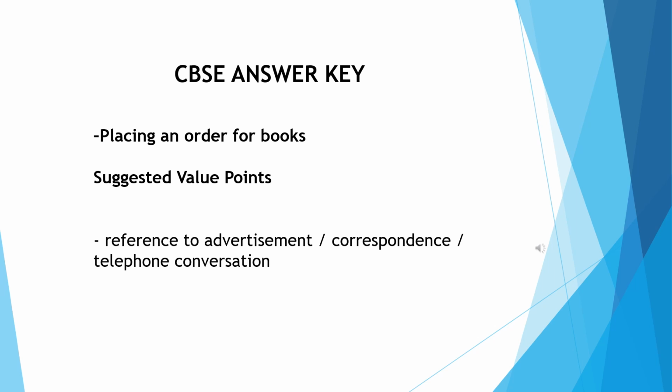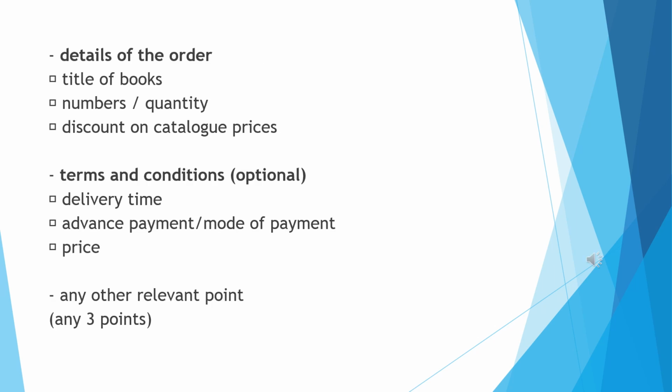It should be there. Along with that, it's recommended to show how you came to know about the firm. You can mention that you came to know about the firm from an advertisement, or you came to know from a reliable source. Then you should provide the details of order, that means the title of books, number or the quantity you needed, and you should request a discount on catalog prices. And the other details that you can include are delivery time and the expected or preferred mode of payment.